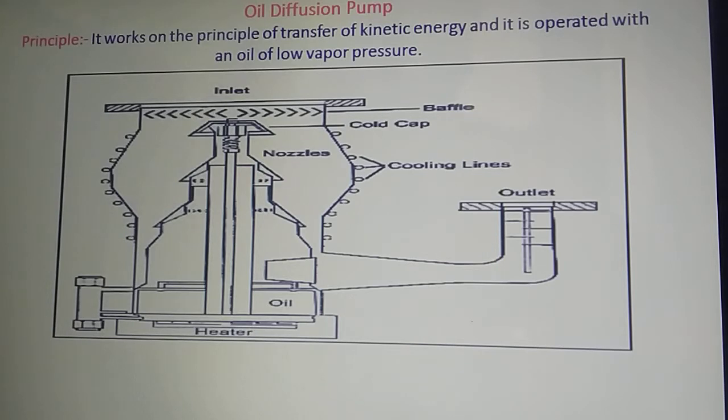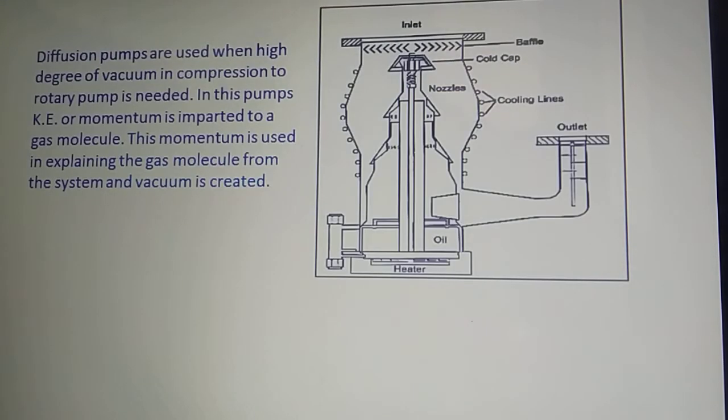And this oil diffusion pump works on the principle of transfer of kinetic energy, and it is operated with an oil of low vapor pressure. You can see the schematic of oil diffusion pump, right? It has an inlet and baffle, oil cap, nozzle, cooling lines, outlet, and heater at the bottom, and oil reservoir, right? So in detail, let's go for the next slide.